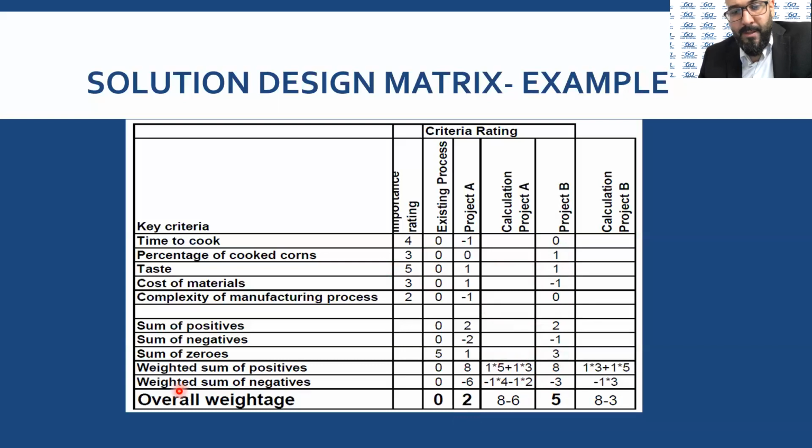So if you add the overall weight, sorry, 8 minus 6, that would be 2. On alternative B, 8 minus 3 would be 5. That would be 5. So based on this project, what we could see is that alternative B has the highest weight. Therefore, alternative B or project B should be selected.